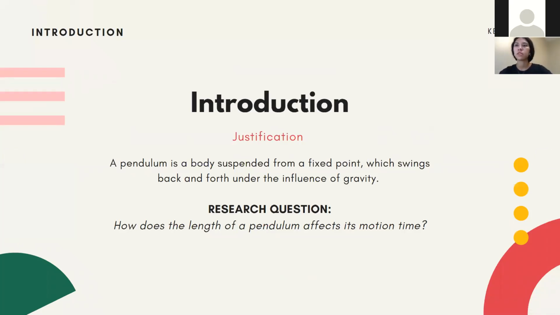A pendulum is a body suspended from a fixed point, which swings back and forth under the influence of gravity. In this research, I did one of the most common and interesting experiments regarding a pendulum, in which I saw how the length of a pendulum affected its motion time. And as I already mentioned, my research question was, how does the length of a pendulum affect its motion time?